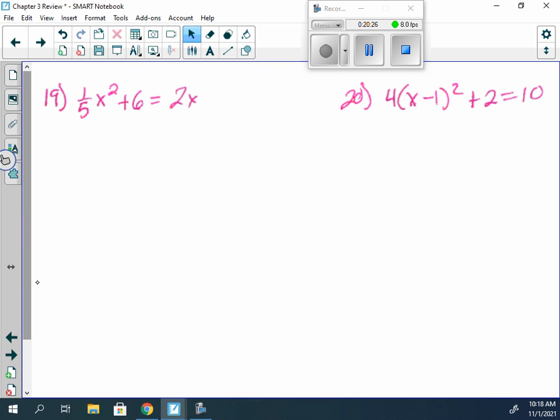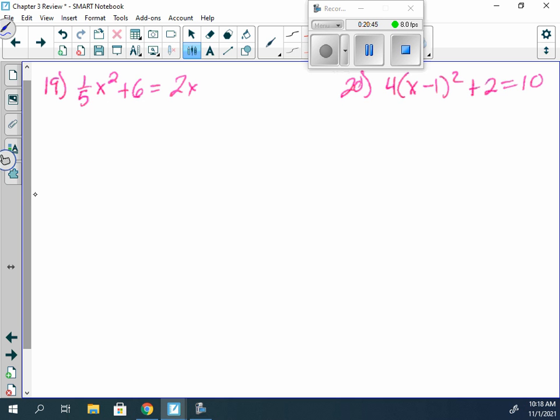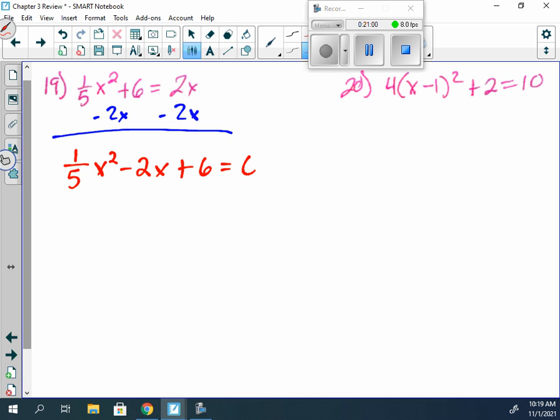Questions on 19 or 20? We can do number 20. Now, what we do need is that this is equal to 0. So we can subtract 2x from both sides, which gives us 1/5 x squared minus 2x plus 6 is equal to 0.